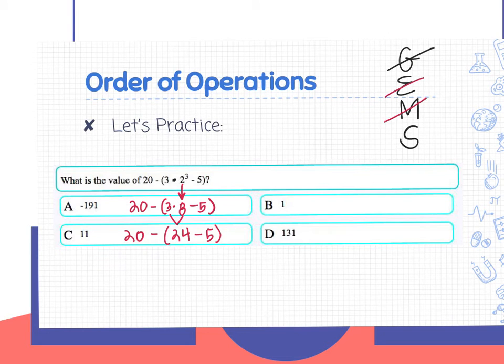Any more multiplication or division? No, but we are in here. And even though it's only subtraction, we still have to follow those grouping symbols. So 24 minus 5 is 19.